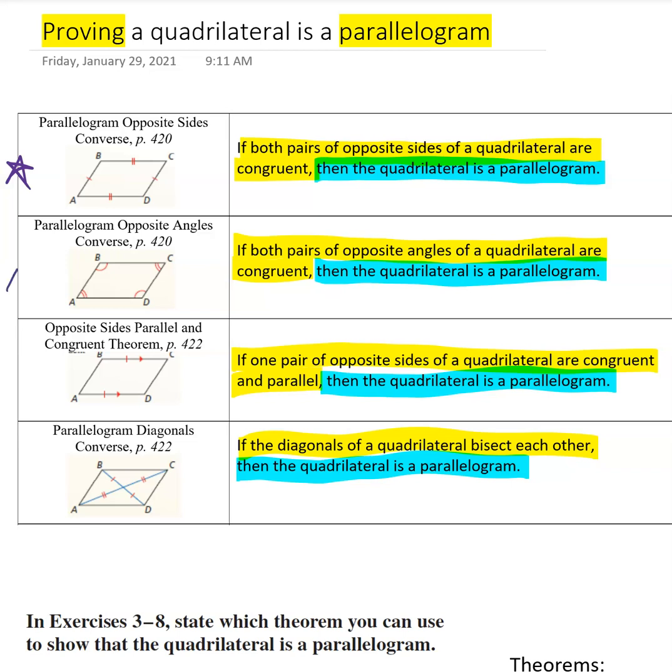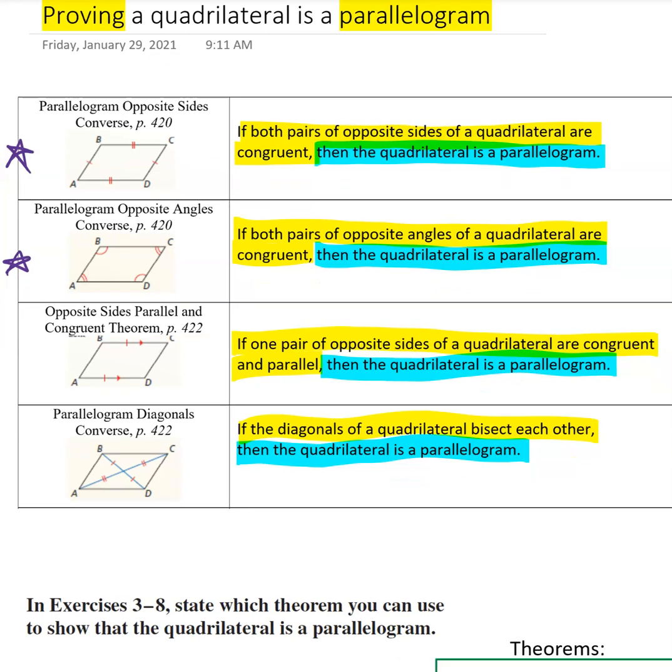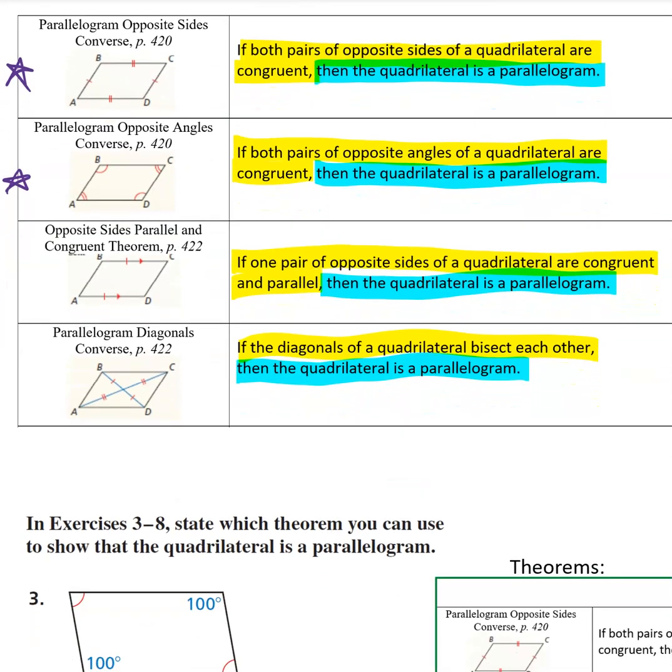The second theorem we can use to prove something's a parallelogram is by proving its opposite angles are congruent. This says if the opposite angles of a quadrilateral are congruent, then the quadrilateral is a parallelogram. The fourth one says, if one pair of opposite sides of a quadrilateral are congruent and parallel, then the quadrilateral is a parallelogram. So for this one, we just need to show that BC is parallel to AD and that BC is congruent to AD.